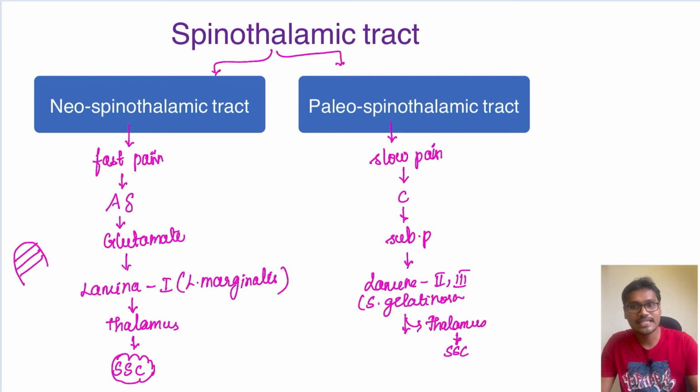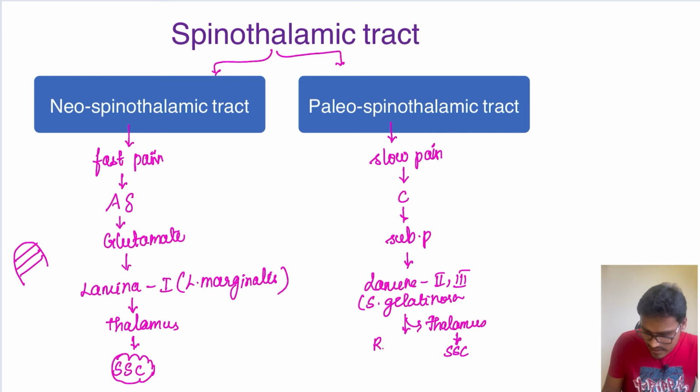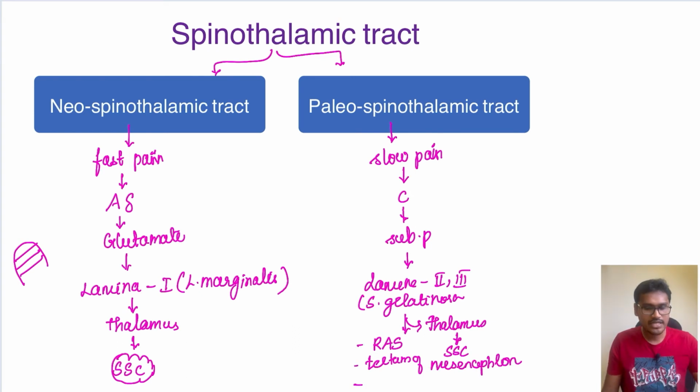So here, rather than the perception of pain, it is going to other areas to activate the mechanisms and keep us awake and in an arousal state and feel the emotional aspect. So it is going to 3 places. One is the reticular activating system, which keeps the brain awake. Then the tectum of mesencephalon, and it goes to one more place called periaqueductal gray matter.